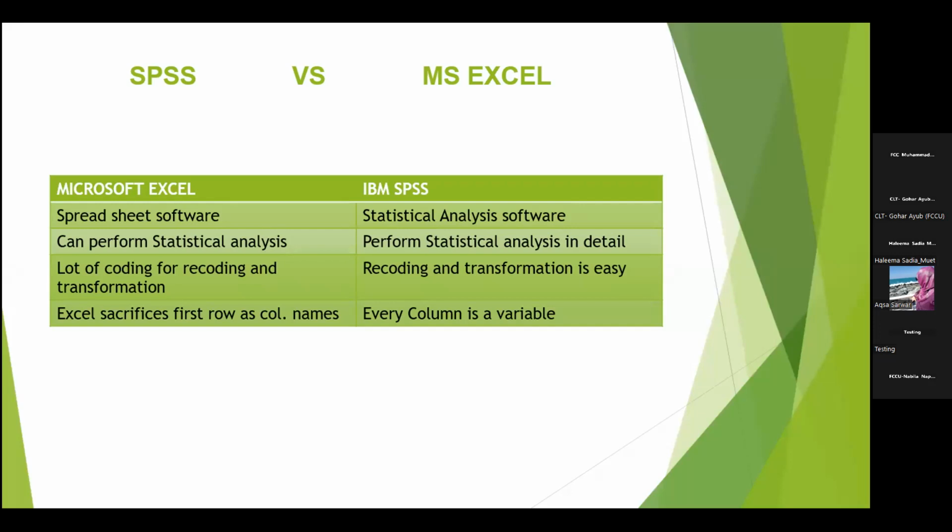You have seen that the very first row in Microsoft Excel is the names of the columns, but in SPSS, the first row is not sacrificed; every column has its own variable type, variable name, and everything can be defined. In Microsoft Excel, you cannot define the property of the variable, but in IBM SPSS, you can define the nature and the properties of a variable, like if it is a Likert scale, nominal, ordinal, or scale variable.